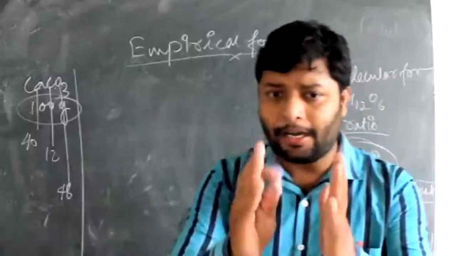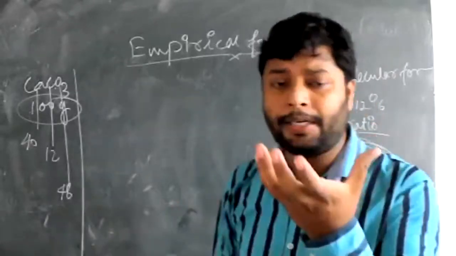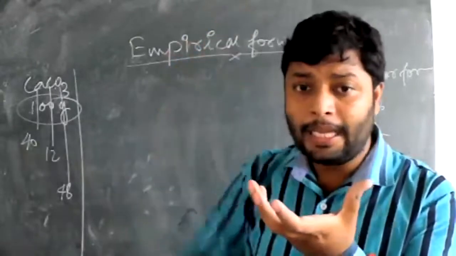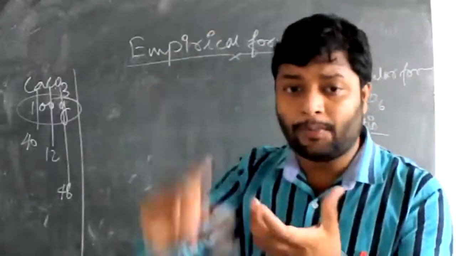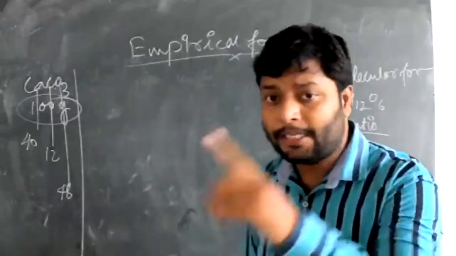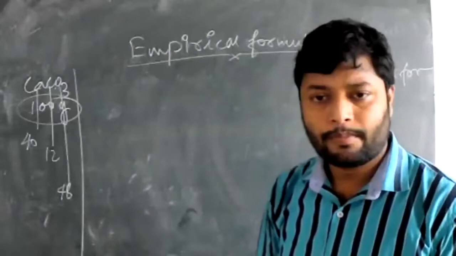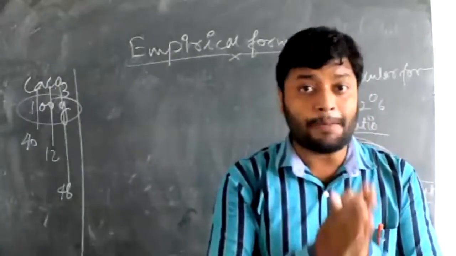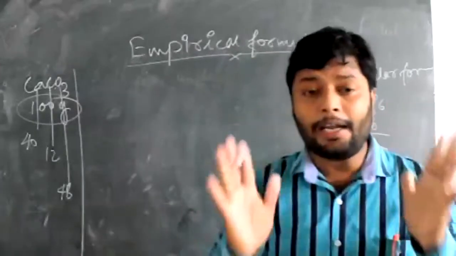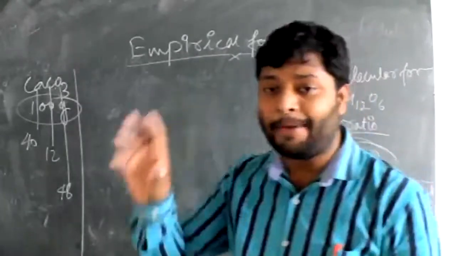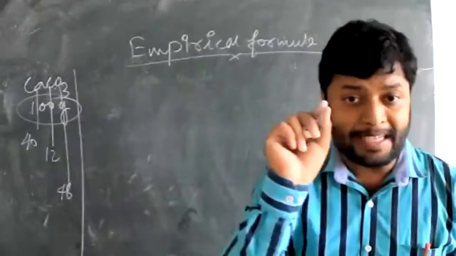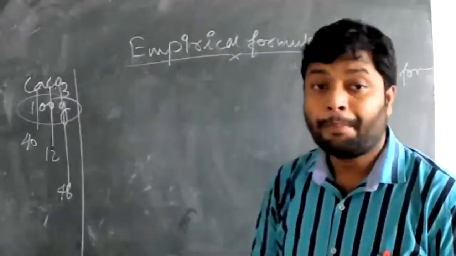So you can say now, out of 100, 40% will be calcium, 12% will be carbon, and 48% will be oxygen. So the mass also indicates the percentage. It is all about how the different elements are present in different percentage composition by mass in a molecule.